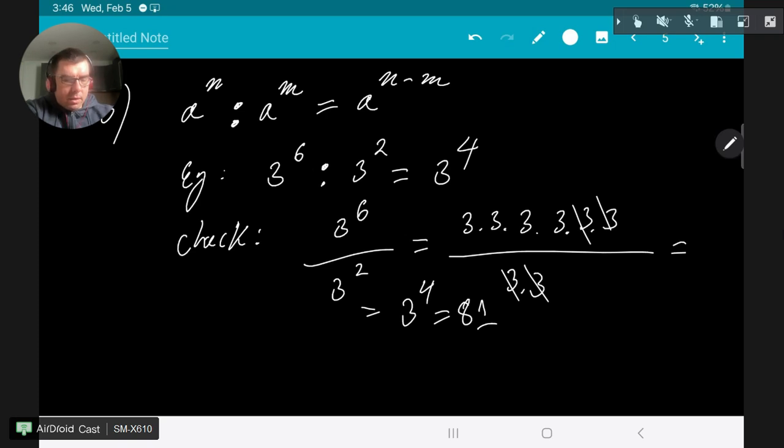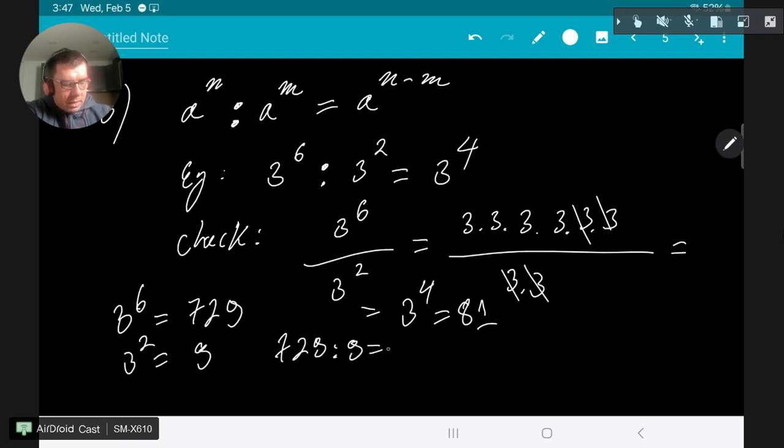You can make a check. 3 to the power of 6 is 729. 3 to the power of 2 is 9. 729 divided by 9 will be 81, okay? You can make this check also.